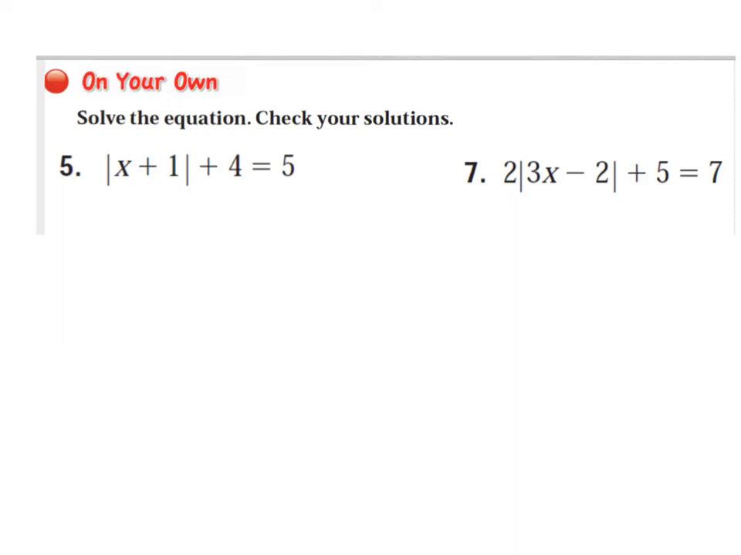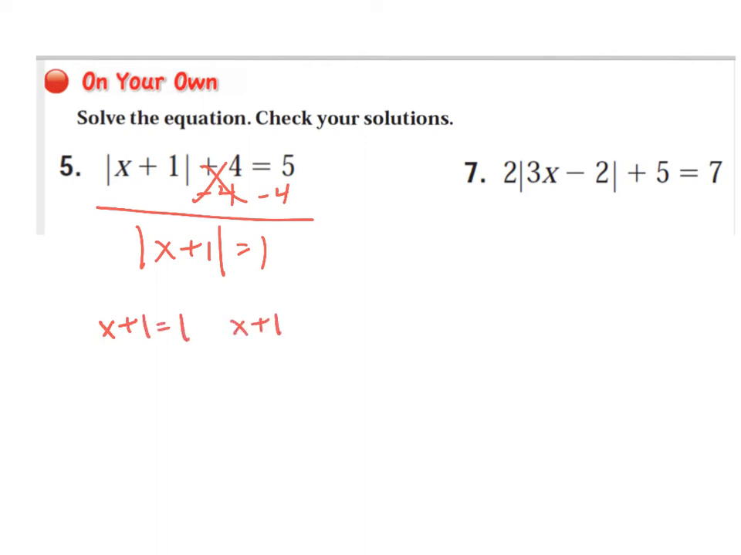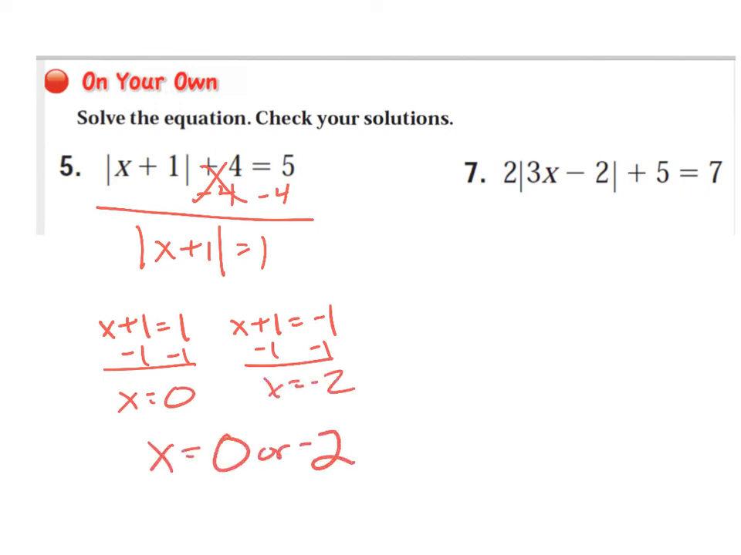Absolute value is not by itself, so I'm going to subtract the 4 first. These cancel out, and now I have absolute value by itself. 5 minus 4 is 1. So now I can do x plus 1 equals a positive 1. x plus 1 equals a -1. Subtract 1 all the way through. x equals 0. x equals -2. So the answer here would be 0 or -2.